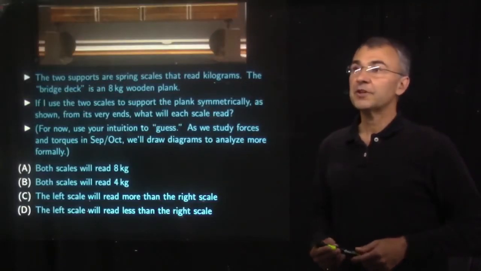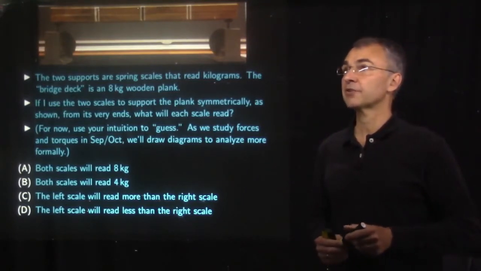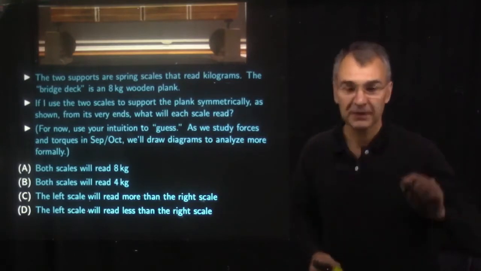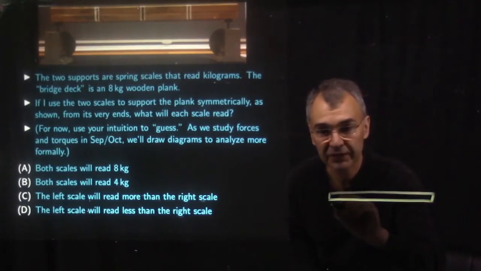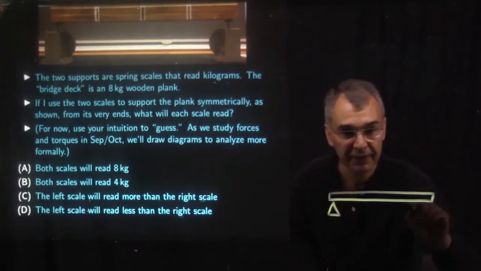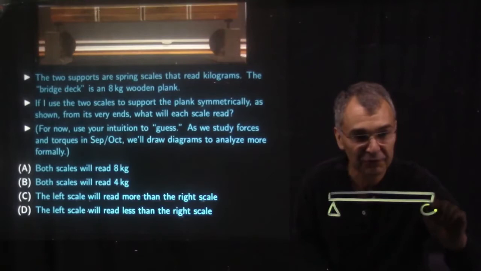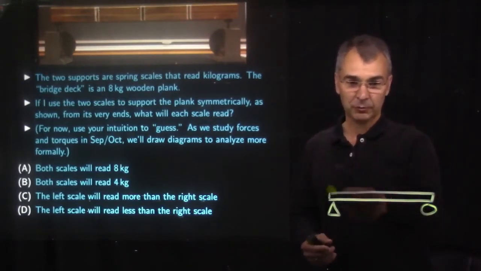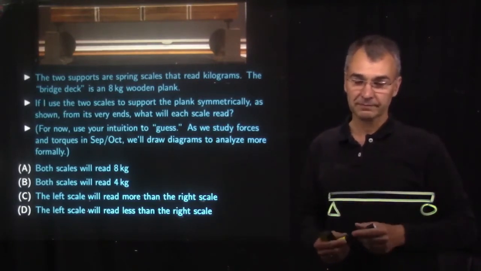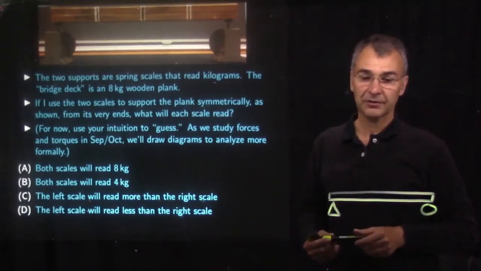I'm going to show you the demonstration in a moment. Let me just give you a preview of what it's going to be about. We're going to have basically a wooden plank, and that wooden plank is going to be supported by two scales. I'm going to draw it as if we were drawing a simply supported beam just for fun, but really the two supports are the same in this demonstration. So we have a plank here, and the plank is supported by two scales, each of which reads out in kilograms.